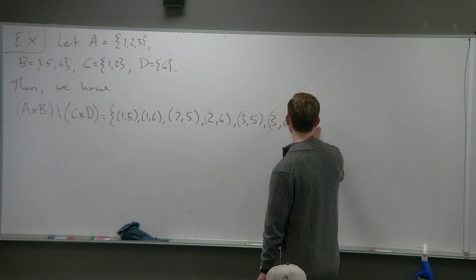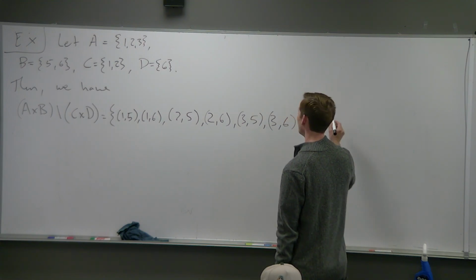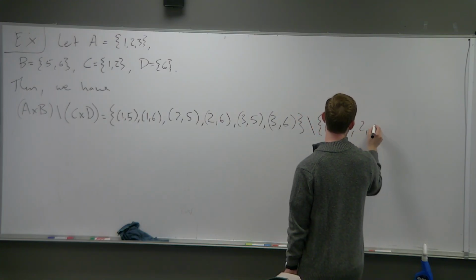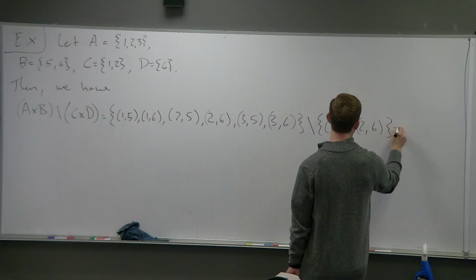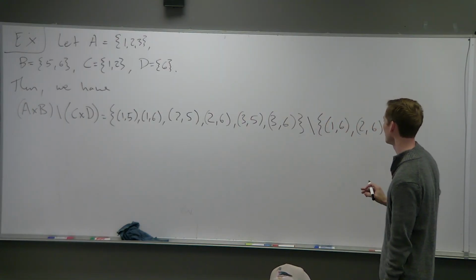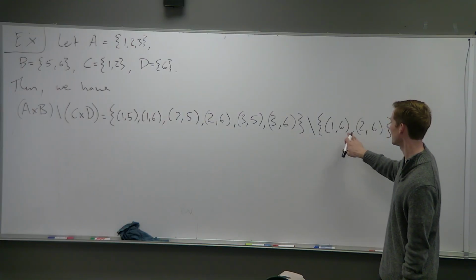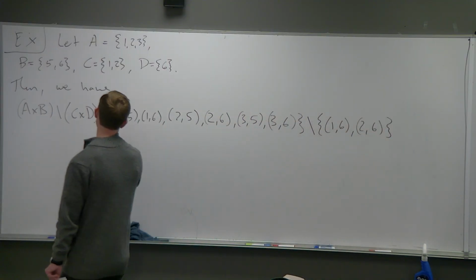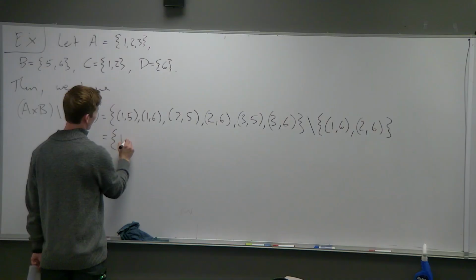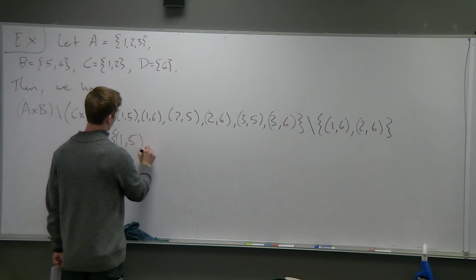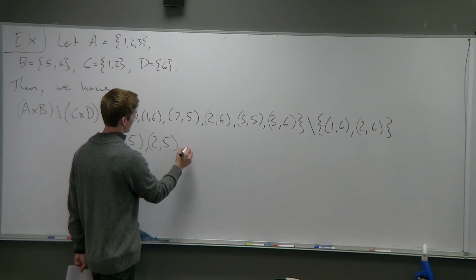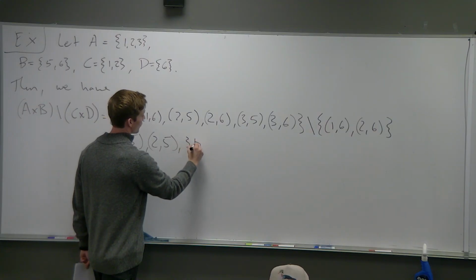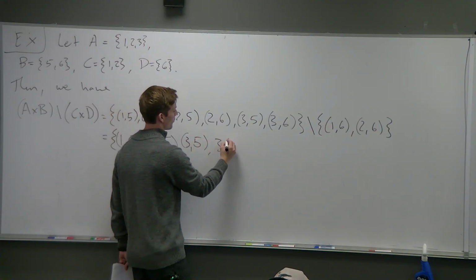Now let's do C cross D. So I'm going to take out 1, 6, and 2, 6. And what do I get left over? Well, I get rid of 1, 6, and 2, 6. That's it. So all I have left is just 1, 5, 2, 5, not 2, 6. That's one of the ones we took out. 3, 5, and 3, 6.